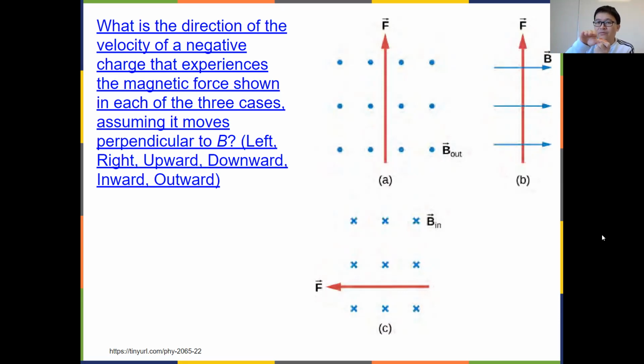Now for C, thumb in the direction of the force. Now the B field goes in there, so that means you curve the four fingers in that direction. So the original direction of the four fingers is upward, but this is a negative charge, so originally it's downward. Okay, so you're going to say downward for the original velocity's direction. So at the end, for A it is to the right. For B, the velocity was pointing inward, and for C, the velocity was pointing downward. Okay, so those are the answers for A, B, and C. All right.